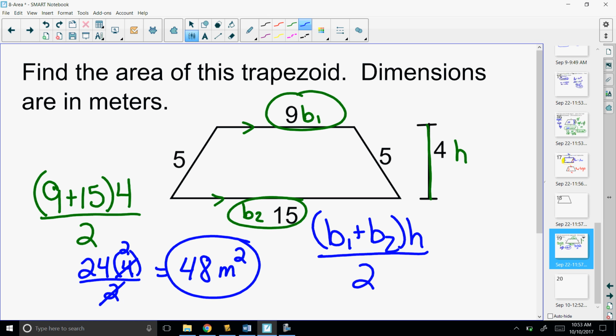And that's using the formula for trapezoid, which I think is going to be a lot easier after practice. Right now, you may want to resort to the rectangle and the triangles, but I would strongly encourage you to try to use that formula for a trapezoid.